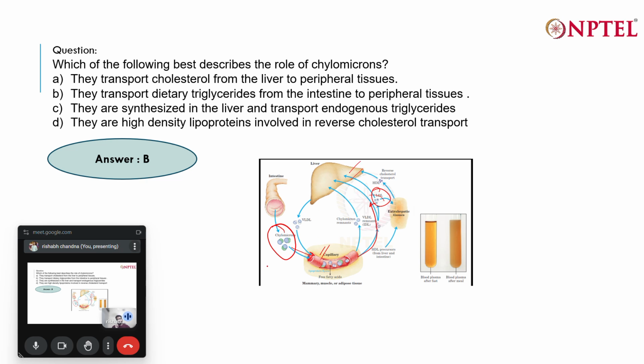Okay, so chylomicrons are used to transport triglycerides basically, not cholesterol. Cholesterol is transported in the form of HDL, LDL, and VLDL. Okay, so this is a complex of triglyceride that is being transported to peripheral tissues. Now let's see the options again. The transport of cholesterol from liver to the peripheral tissues, no. They transport from intestine, not from liver. So this is false. They transport dietary triglycerides from the intestine to the peripheral tissues. Yes, this is correct. They are synthesized in the liver. No, they are synthesized in the intestine.